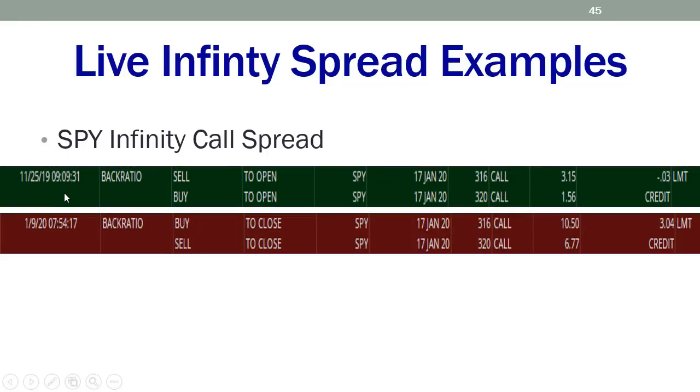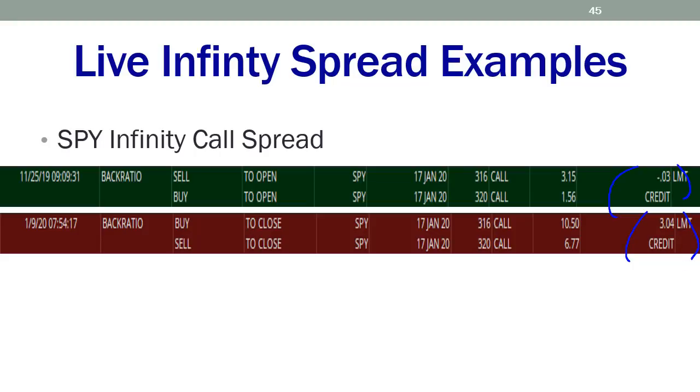Okay? This is more recent. This is a SPY infinity call spread. This is a bullish trade. This was a trade that we put on, and people go, it's hard to make money to the upside. It's hard to make money unless, of course, you put a trade on. That was actually done for a 3-cent credit and turned around for a $3 profit.